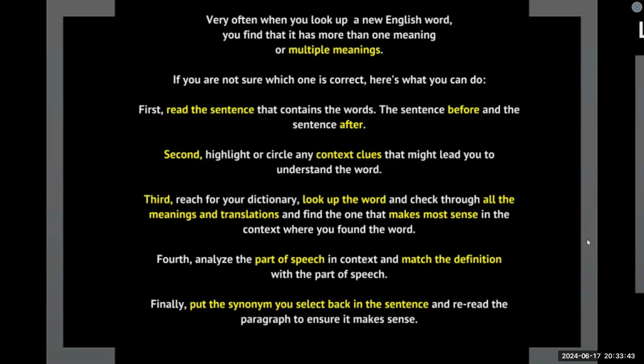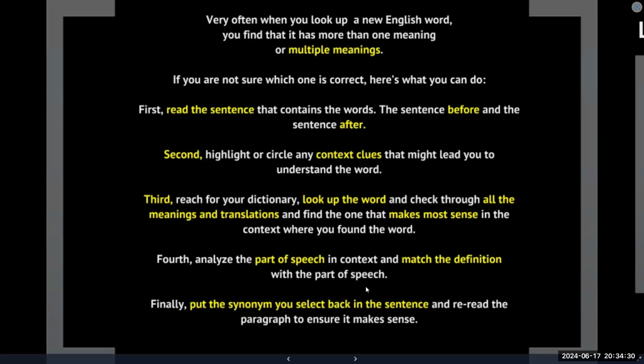And then the fourth thing that you can do is analyze the part of speech in the context and match the definition with the context, with the part of speech. So, for example, if you have the word beautiful, the adverb of that word is beautifully. You will find beautifully listed under that root word beautiful in the dictionary, typically. So bliss, an adverb of that would be blissfully. So blissful, blissfully. Okay?